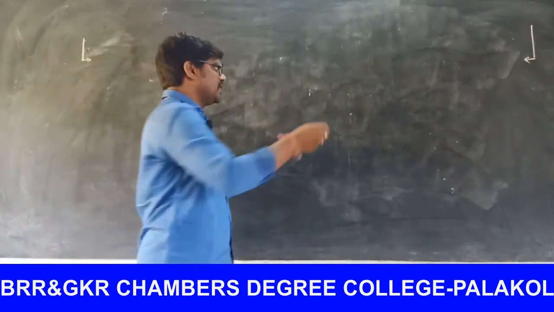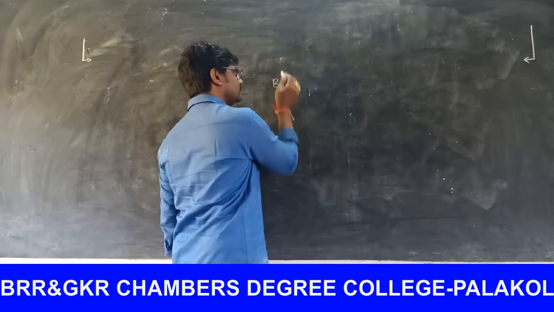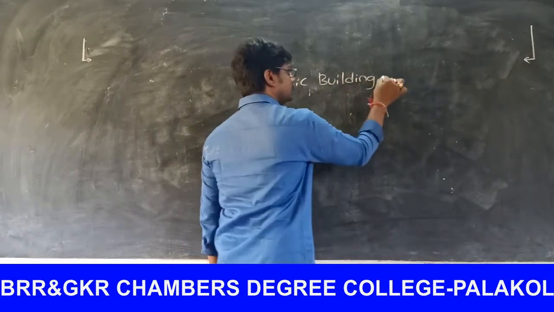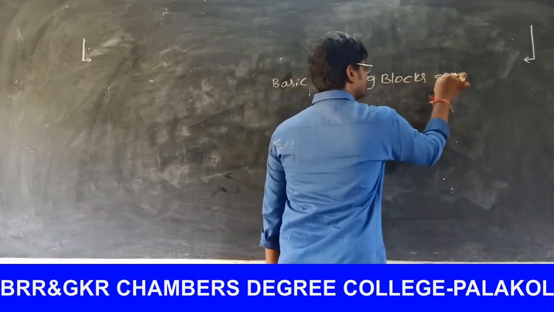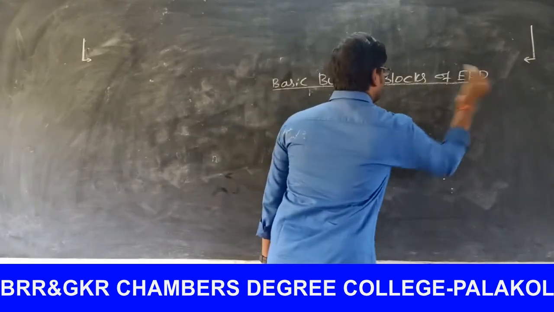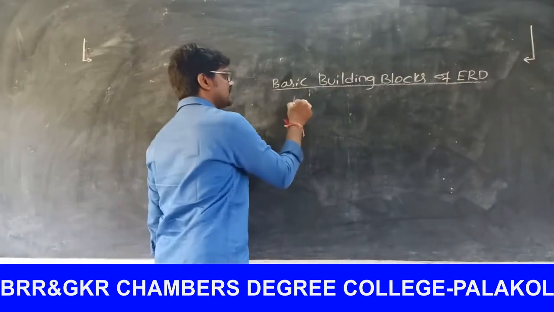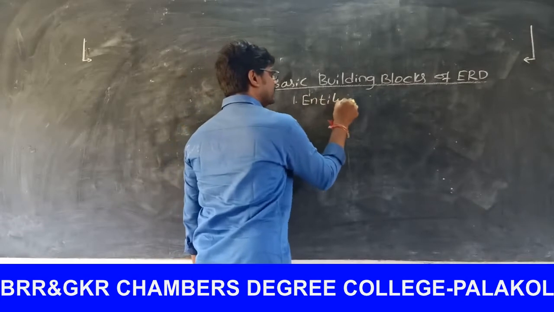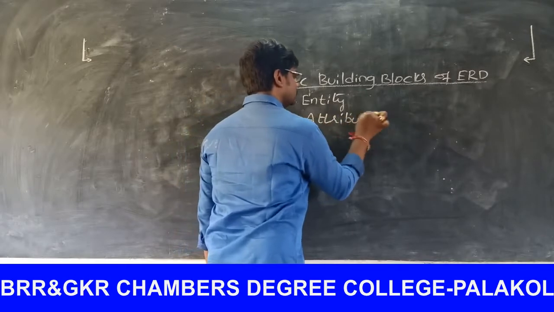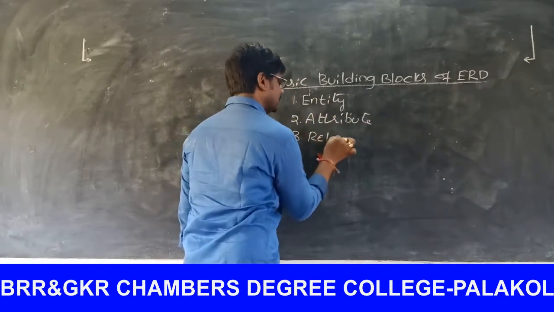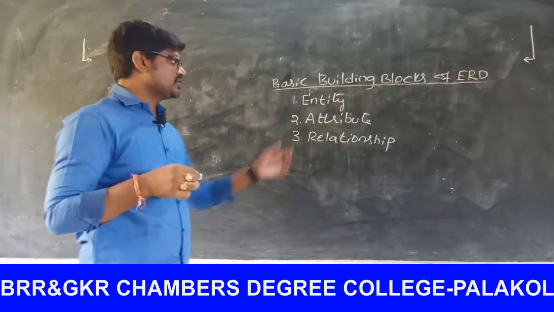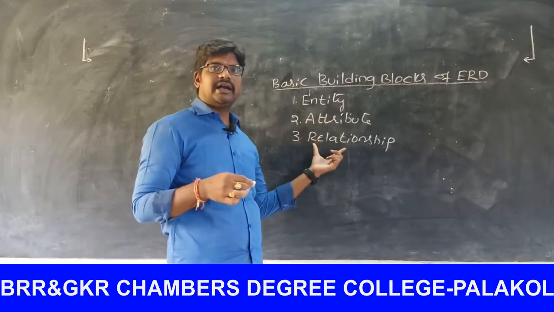The basic building blocks of the ER diagrams are one is entity, attribute, and another one is relationship. So entity, attribute, and relationship.